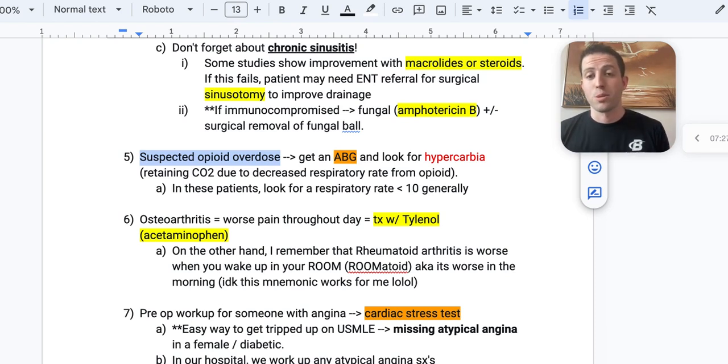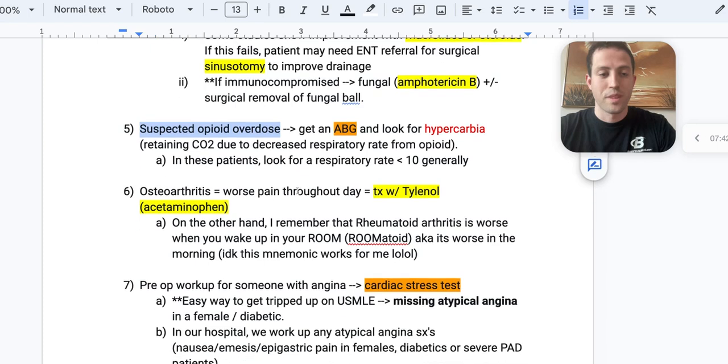So these patients will have a respiratory rate that's less than 10 in most question stems. So if you see a respiratory rate of like 5 or 6 or 7, you know that there's a reason that they have respiratory suppression. So opioid overdose is one of the most commonly tested concepts for respiratory suppression on the NBMEs.